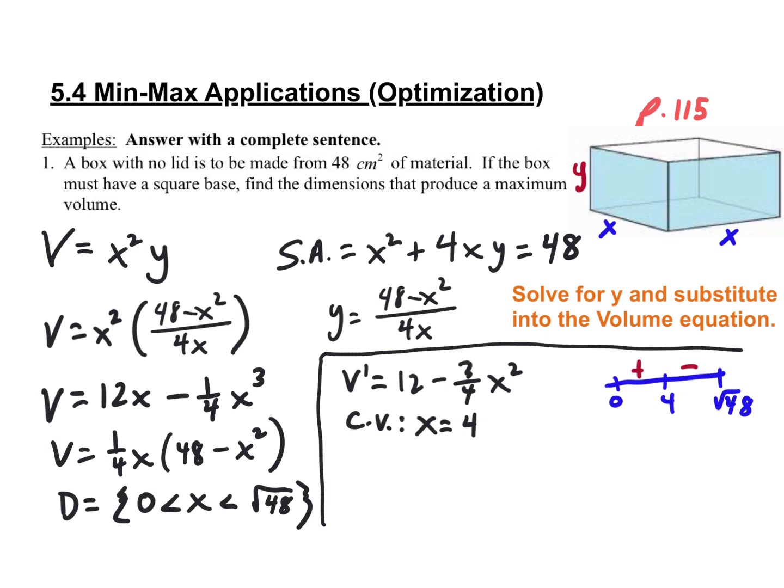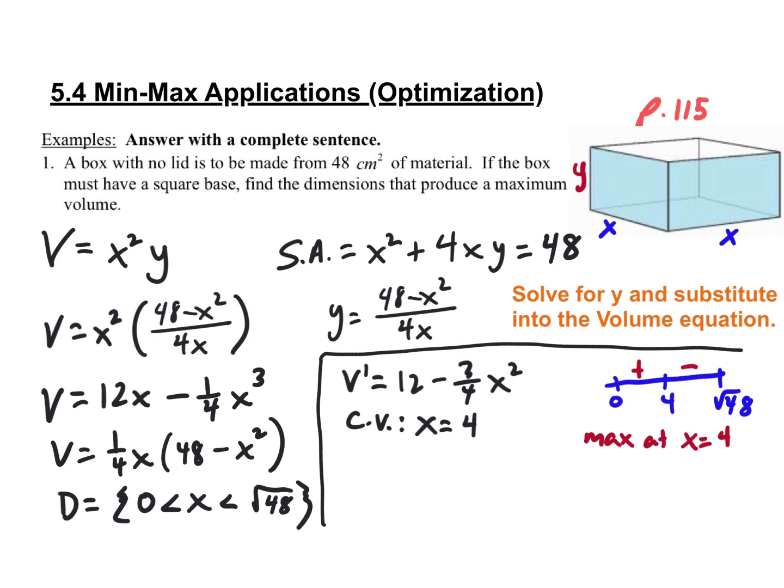So what does that tell me at 4? What's happening at 4? I have a max. Are we looking for a max? We are looking for a max. That's good. Okay. Now, again, we could test the endpoints, but the endpoints aren't actually endpoints. They're open circles. So we don't need to do anything there. So I got the max. Okay, we're good. A max is going to occur at x equals 4.